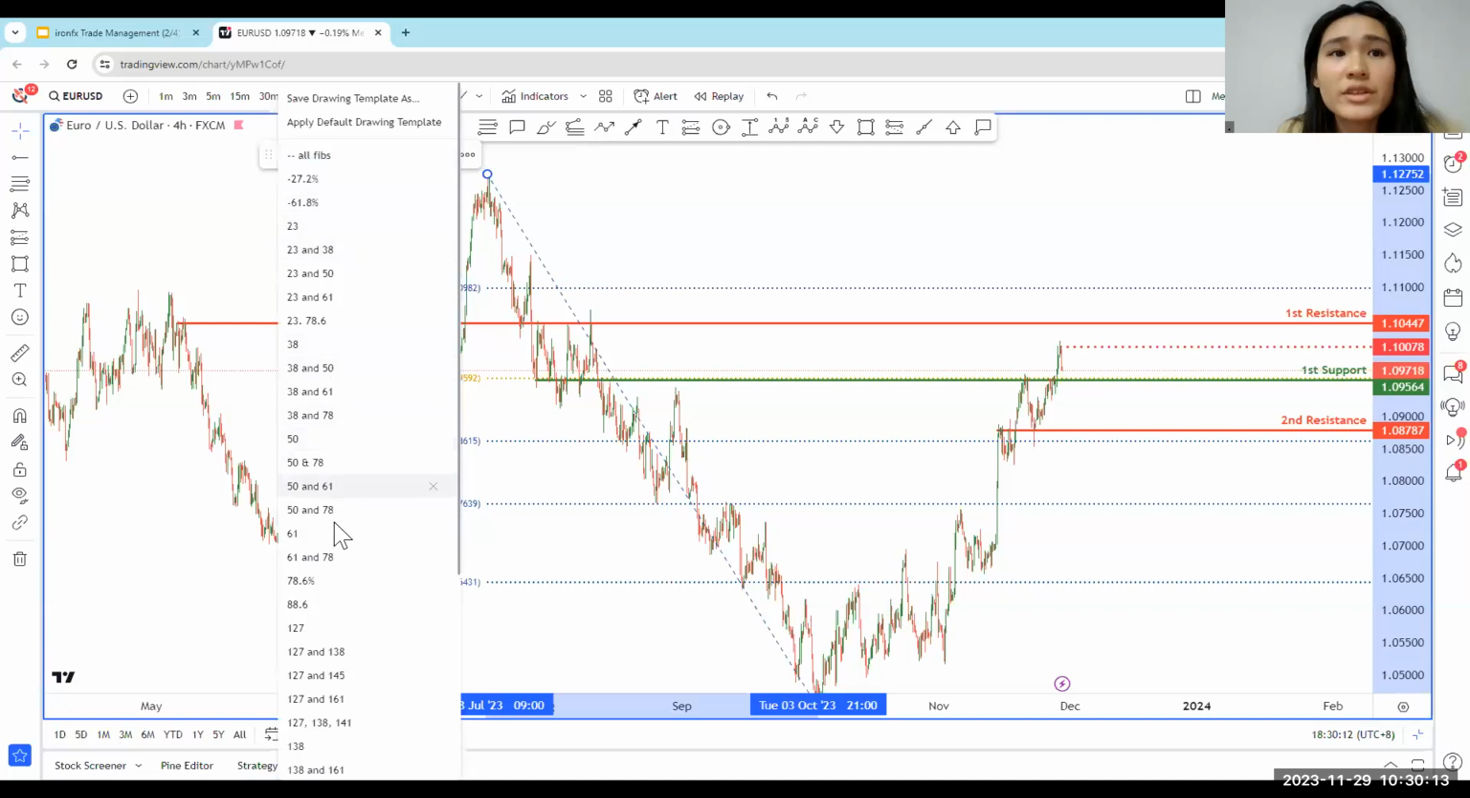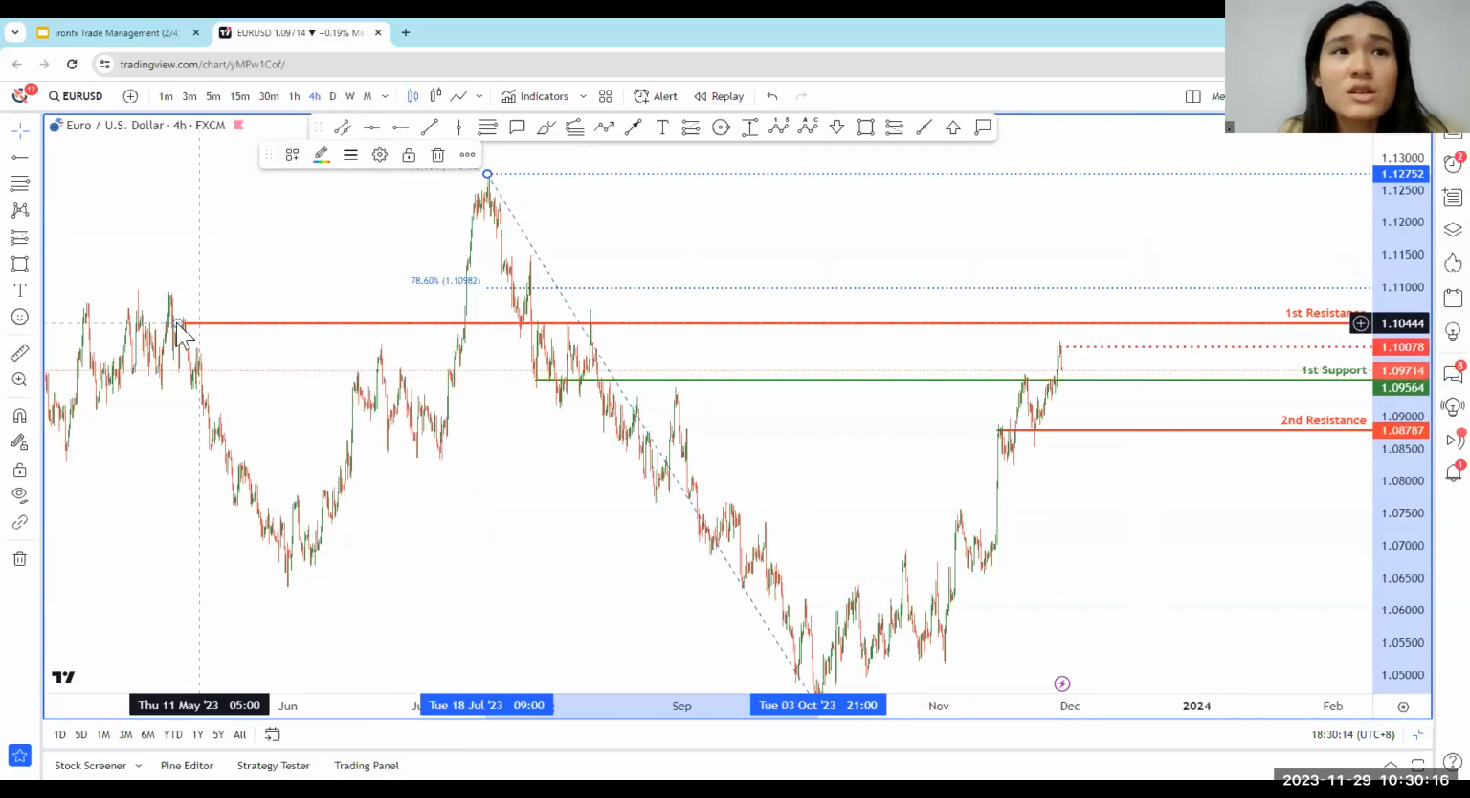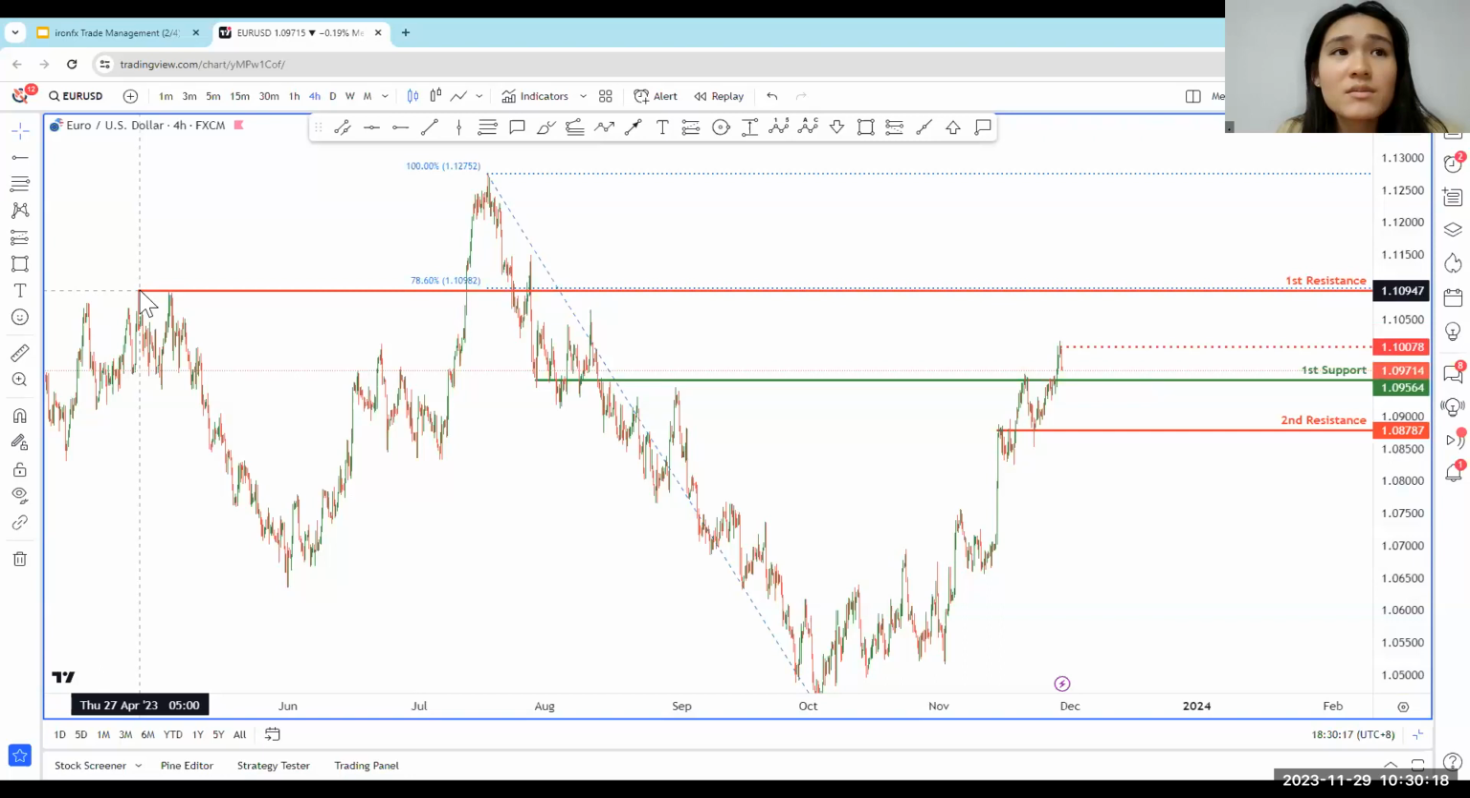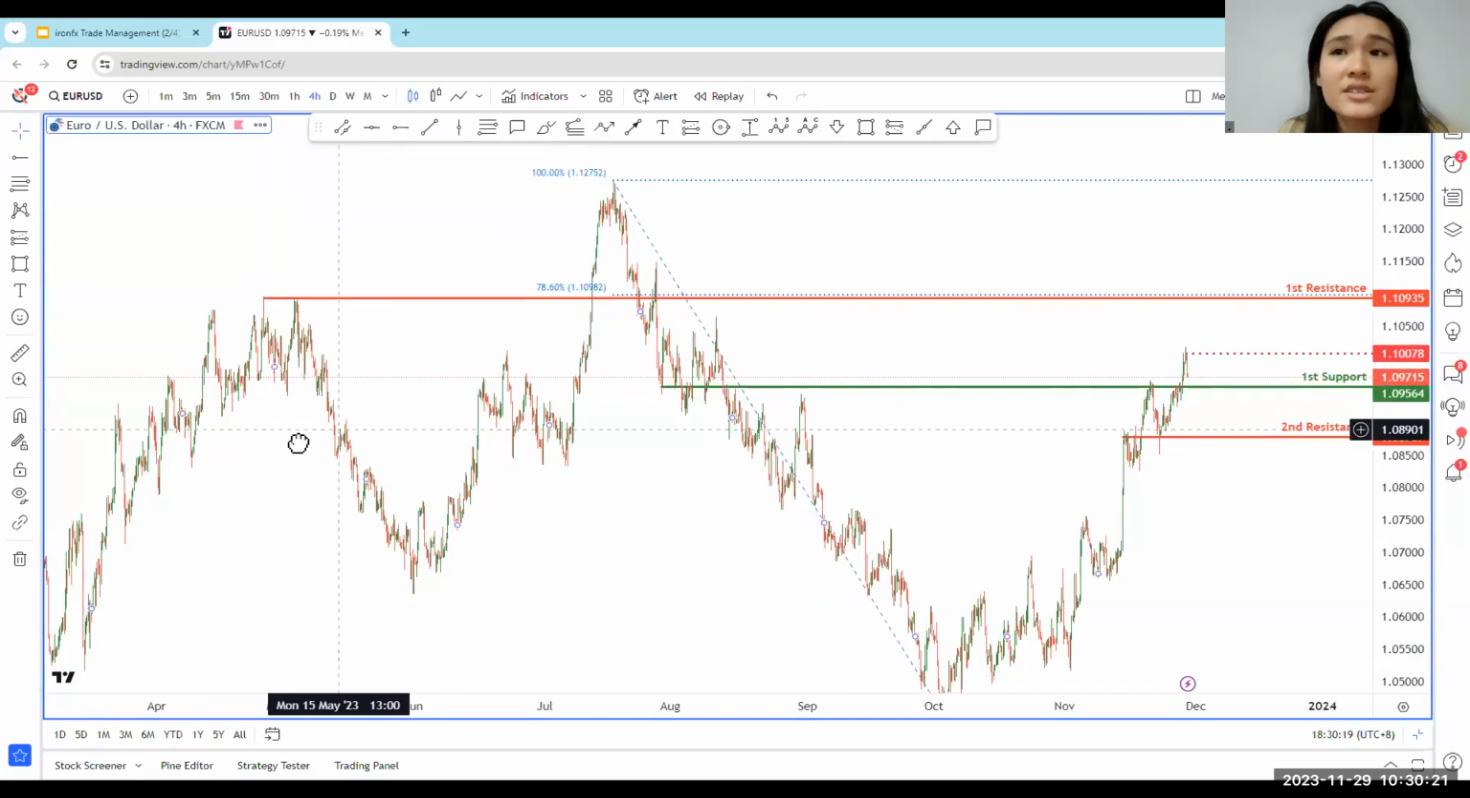So I might just keep the 78 for reference, so we can place it here instead, at these swing highs here.